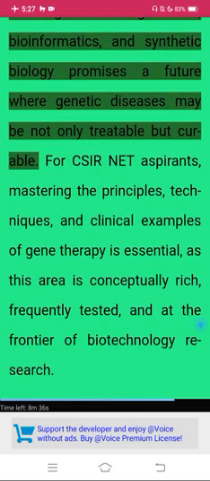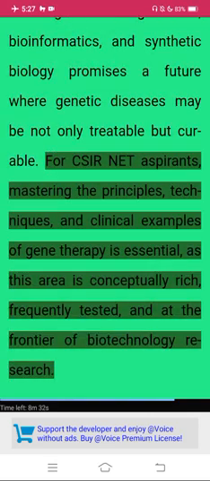Its integration with genomics, bioinformatics, and synthetic biology promises a future where genetic diseases may be not only treatable but curable. For CSIR NET aspirants, mastering the principles, techniques, and clinical examples of gene therapy is essential, as this area is conceptually rich, frequently tested, and at the frontier of biotechnology research.